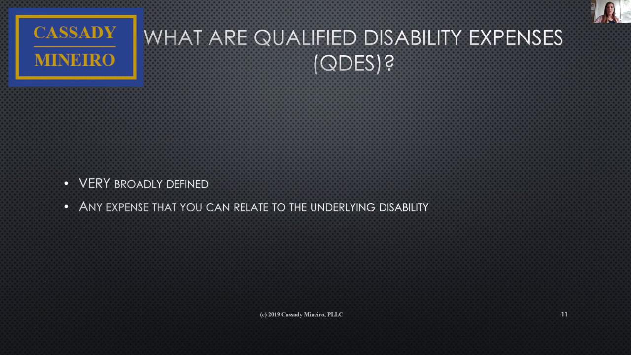What are qualified disability expenses? One that is a big one is rent. ABLE accounts can pay for rent. ABLE accounts can pay for groceries. ABLE accounts, you just need to be able to track what you are using this money on and then explain how it is used. I have not personally worked through an audit of an ABLE account yet.